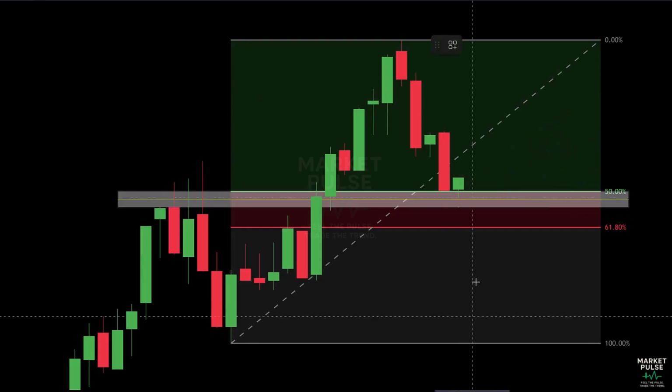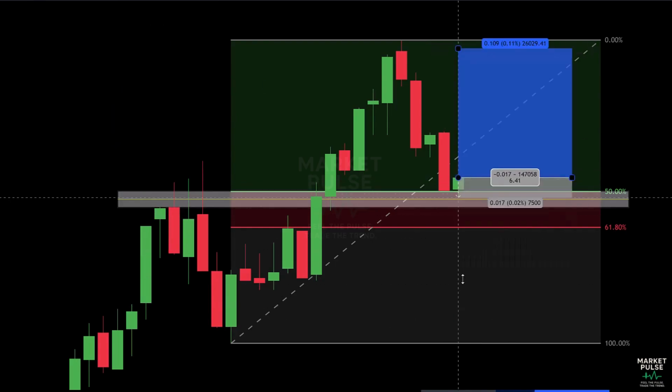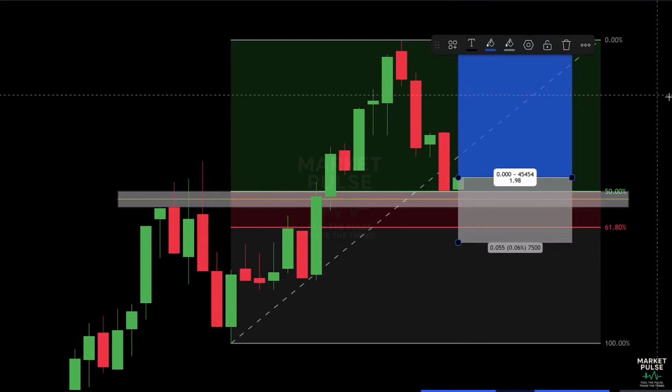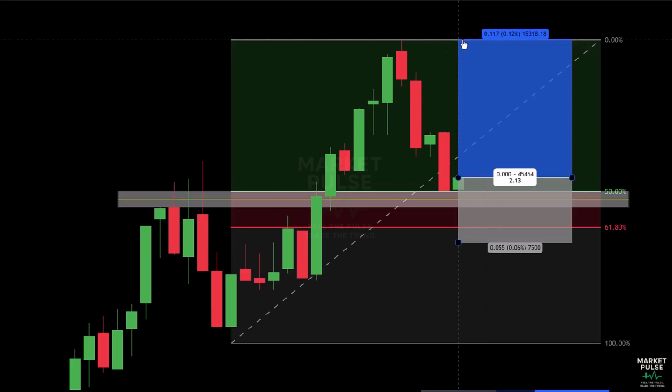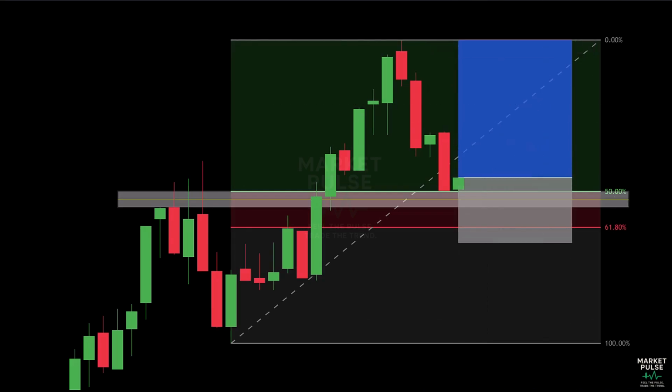Now it's time to trade it. Entry goes at the close of the pin bar. Stop loss just below the sweep low, target the next resistance level above. Watch what happens. Price respects the level and rockets straight to our target. That's the power of combining Fibonacci with the TLLL method.